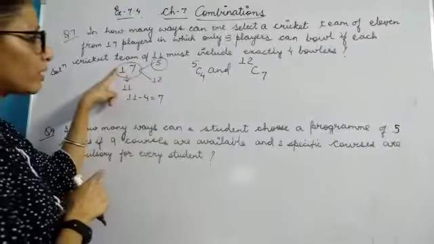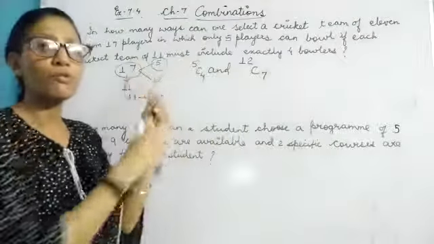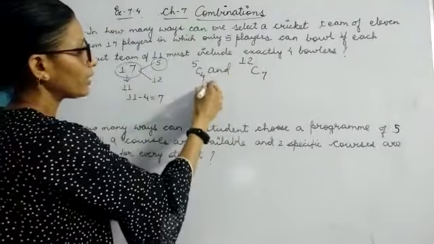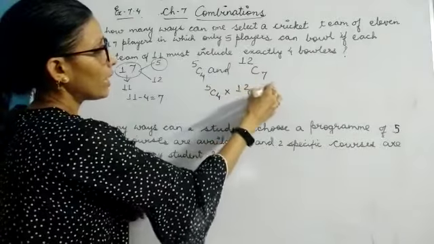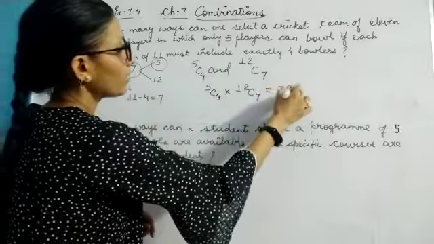So here I am having 17 players. 7 plus 4 is 11. That means selection of 11 players is to be done. So I am correct over here, and here I can write it as 5C4 into 12C7. And on solving it by expansion, I will get 3960.